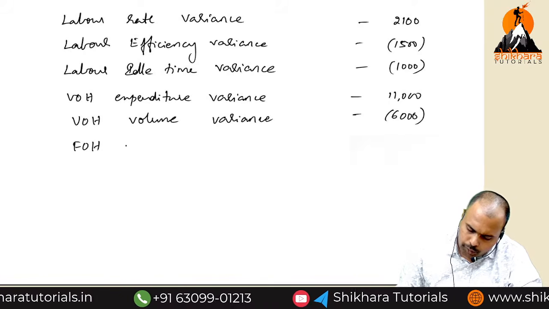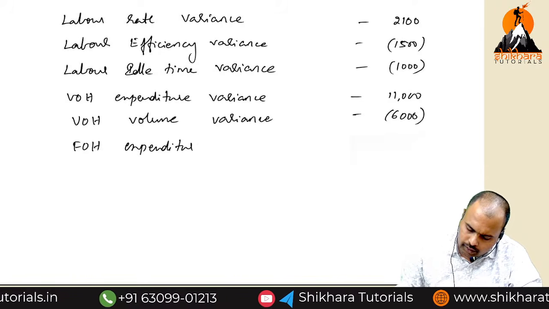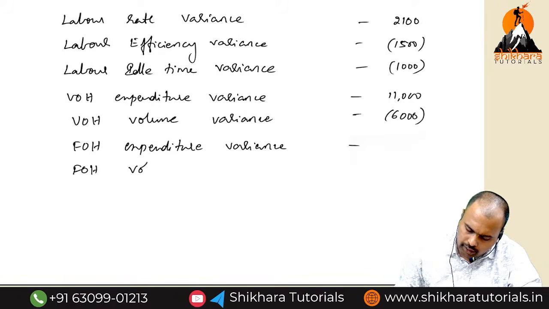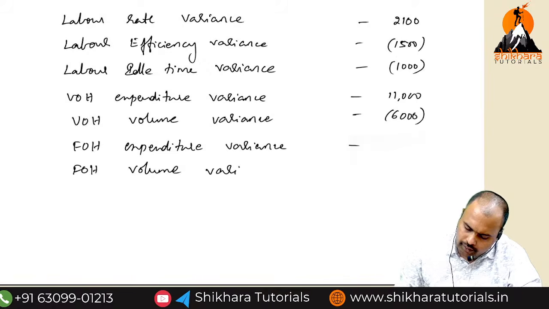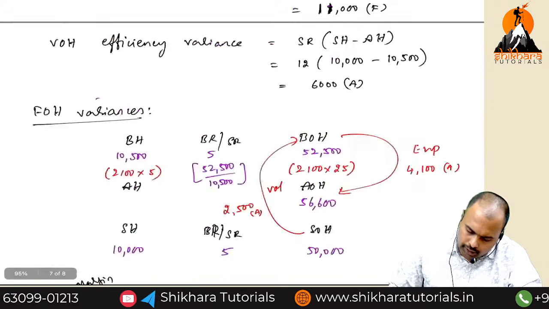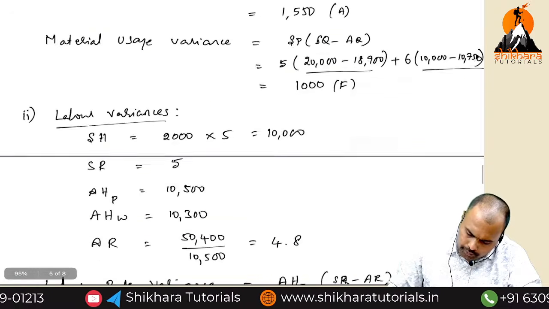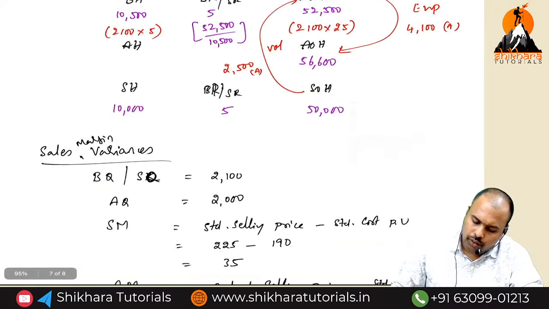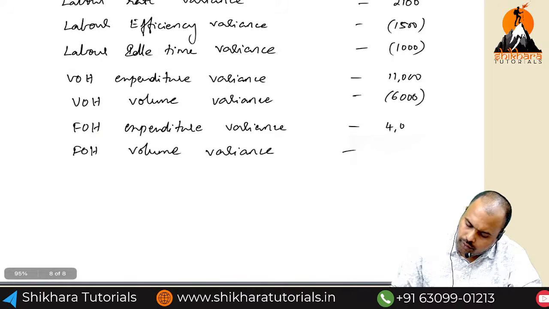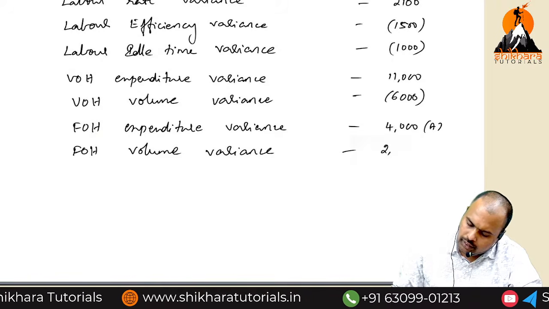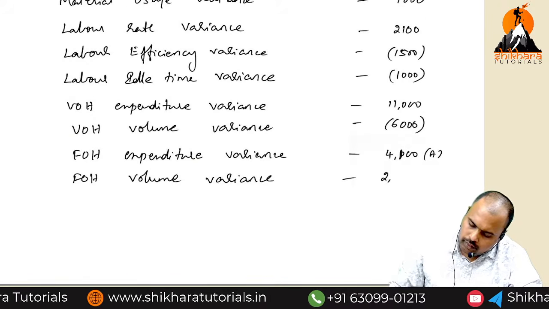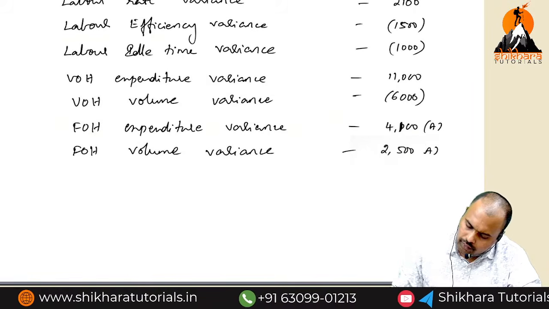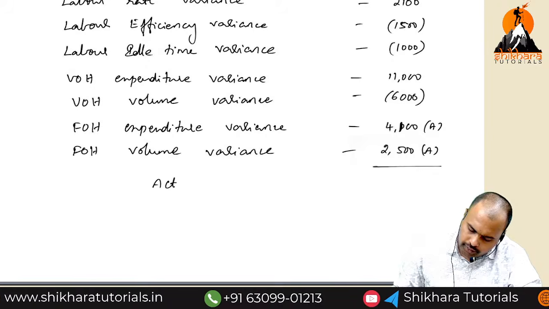Next, fixed overhead expenditure variance, fixed overhead volume variance. So what is expenditure variance? $4,100 adverse, 2,500 adverse. 4,100 adverse, 2,500 adverse. This has to be actual profit.